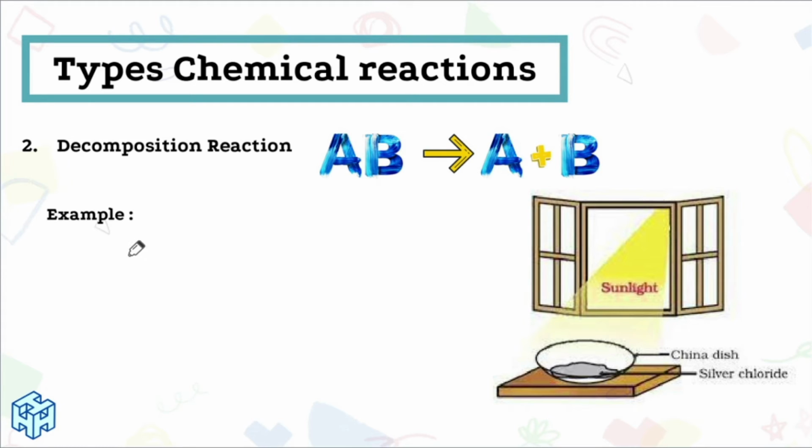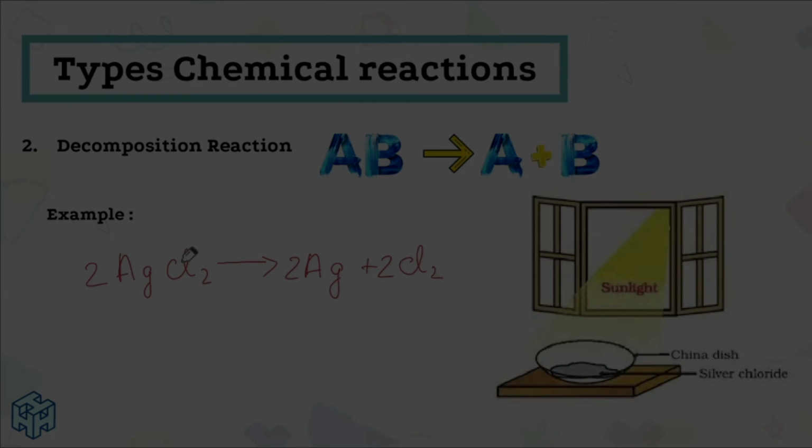Let me consider I am giving silver chloride, AgCl2, which is China dish, which we usually use in our homes, or I will give you a more relevant example. This will get into Ag plus Cl2. Ag plus Cl2. Did you get it? Let us balance it to make it quite clear. Did you get it? Yes!